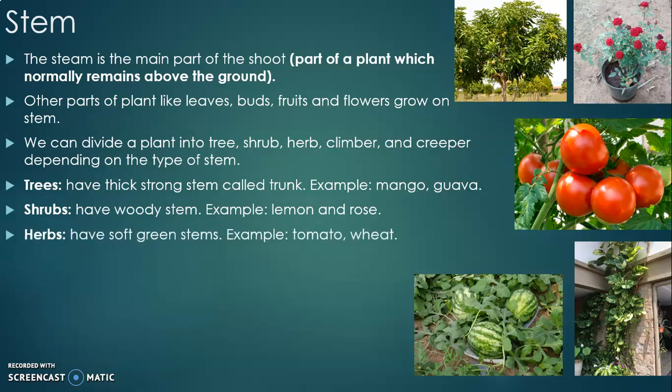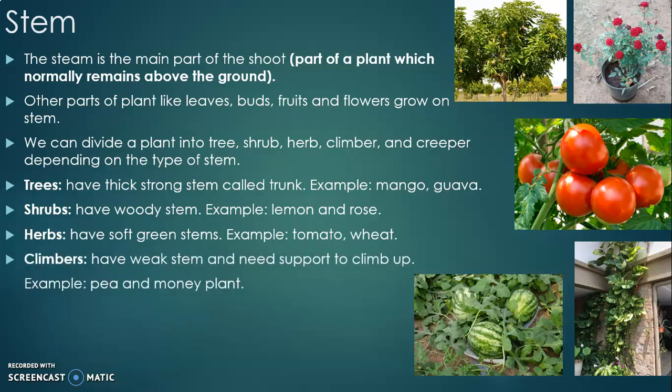Herbs have a soft green stem, example tomato and wheat. As you can see in this picture, it has a quite green stem and that will be very tender. Other one is climbers. Climbers have a weak stem and they need support to climb up. Okay, so you must have seen some plants which need support, and we provide them support so that they can climb, like money plant or pea plant. They need support to climb.